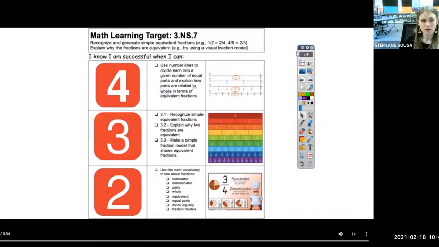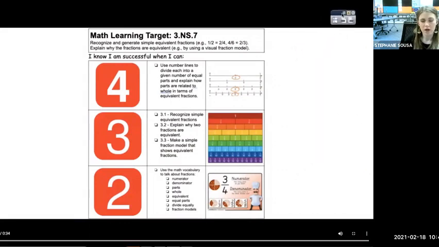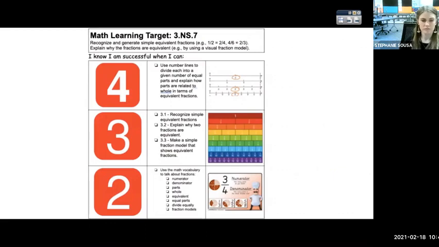All right, folks, let's switch gears. We are going to take a look at our equivalent fractions. Here is your goal for the day. Third grade. Today we're continuing our recognizing and generating simple equivalent fractions. And we're also going to be working on explaining why the fractions are equivalent. So again, today, recognizing simple equivalent fractions and explain why 2 fractions are equivalent.